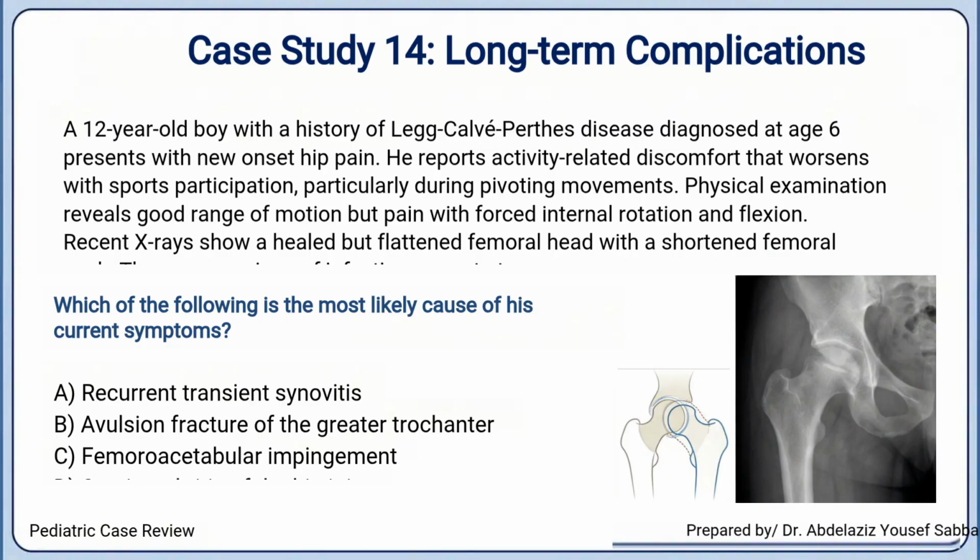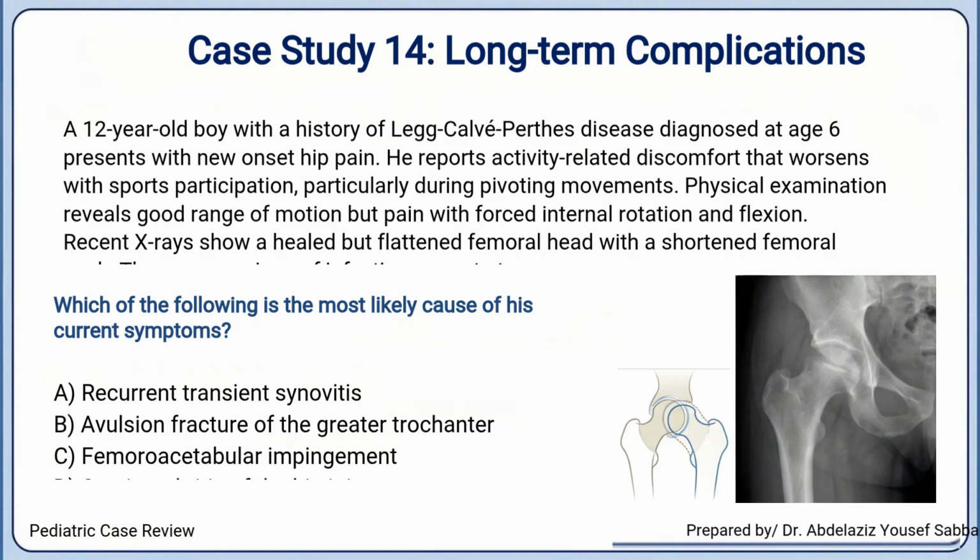Case Study 14. Long-term complications. A 12-year-old boy with a history of Legg-Calvé-Perthes disease diagnosed at age 6 presents with new-onset hip pain. He reports activity-related discomfort that worsens with sports participation, particularly during pivoting movements. Physical examination reveals good range of motion, but pain with forced internal rotation and flexion.